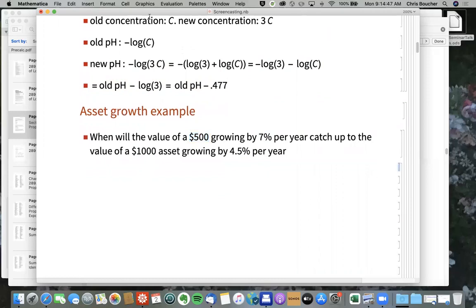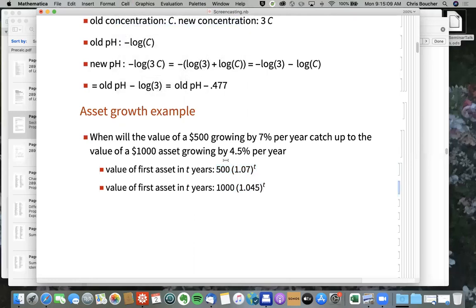Well, first, remember what the growth models look like from back in section 4.1. The value of the first asset in T years is there's the initial amount, right? And the growth factor will be 1.07 because it's growing by 7% per year. So here's my exponential model for the value of the first asset. And for the second asset, of course, we get a similar thing, right? Different starting amount. And now the growth rate is 4.5%. So the growth factor is 1.045.